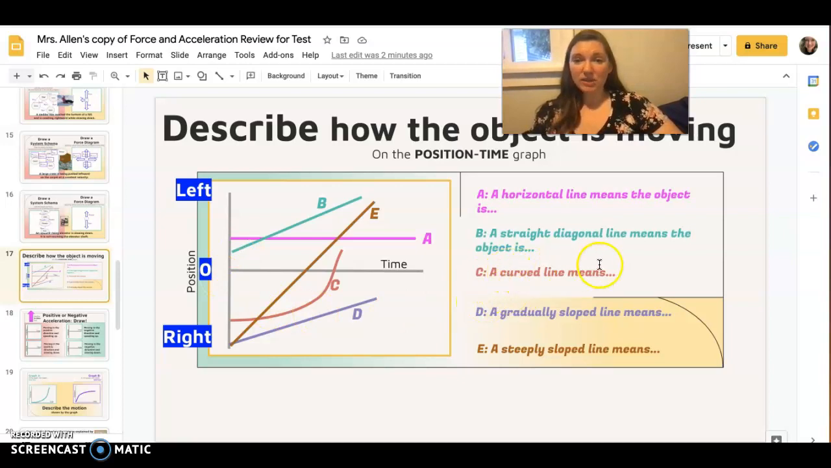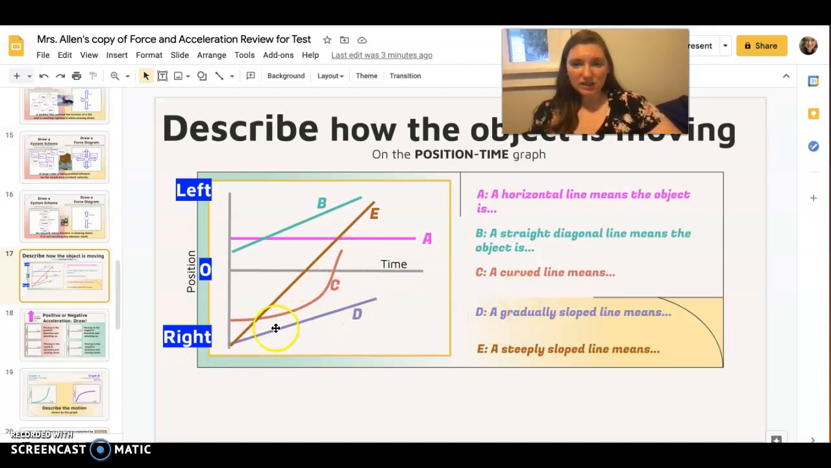A curved line means that there is an acceleration. So meaning that it starts off going 6 meters per second or something like that, and then the next second it goes 8 meters per second, and then it goes 10 meters in the next second, and then the next second it goes 12 meters or 14 meters or something like that. So it is speeding up as time is going by. Position is changing more as time goes by.